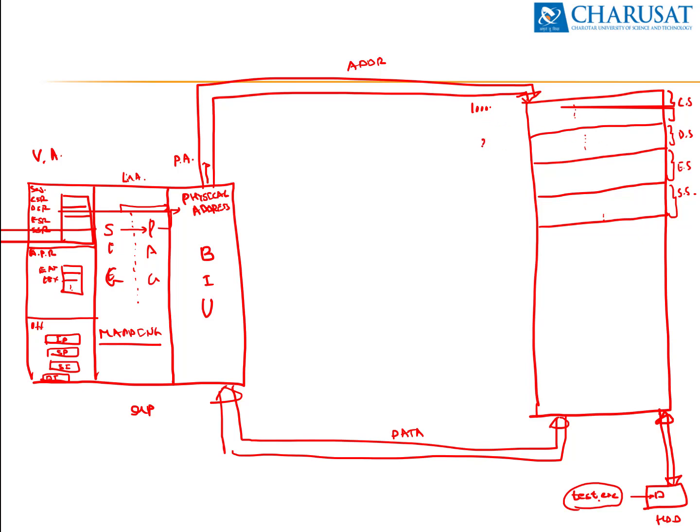The data segment has a base address of 2000. The extra segment has a base address of 3000. The stack segment will have a base address of 4000. Over here we can assume, not exactly as shown, that the stack grows in the upward direction, and the data segment grows in the downward direction.